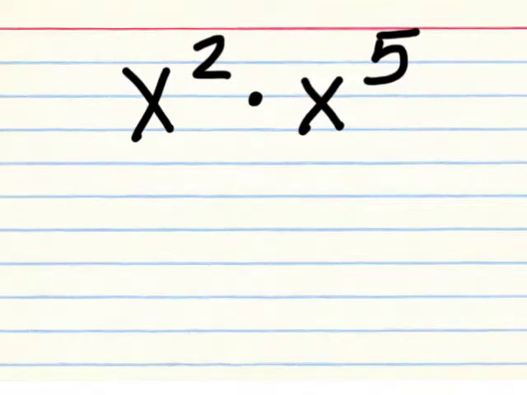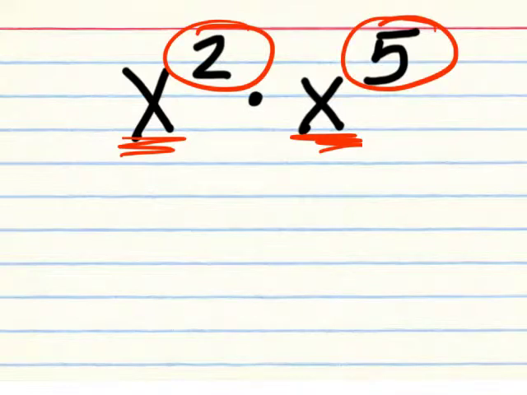x to the second times x to the fifth. If your variables are the same, you have an x in each position. Add the exponents. 2 plus 5. Answer should be x to the seventh. Okay, why are you doing this easy?